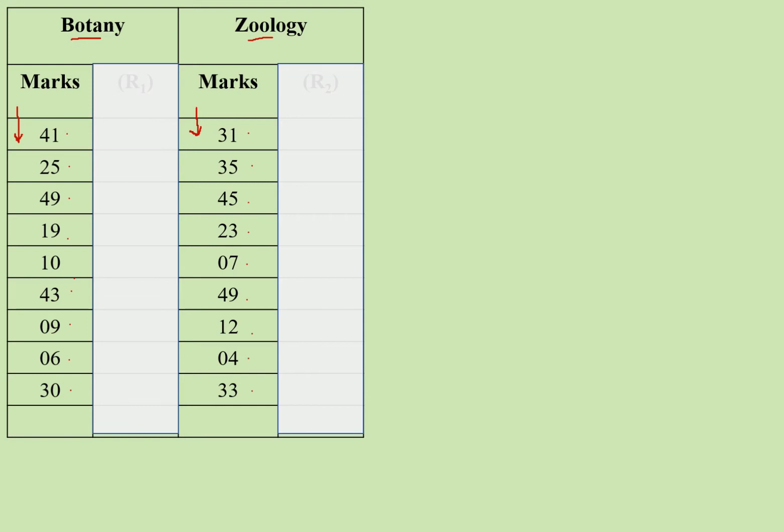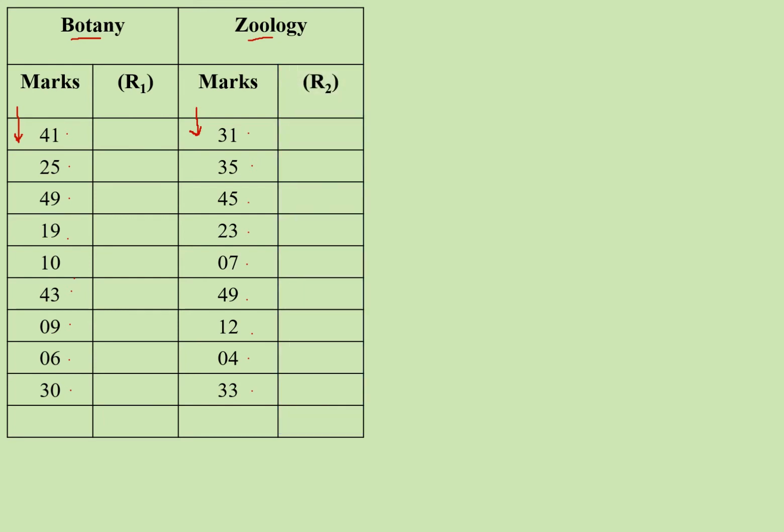Now you have to assign ranks to the students on the basis of their marks from highest to lowest. R1 is the rank obtained by students in botany and R2 is the rank obtained by students in zoology. First, calculate the value of R1. In botany, the highest score is 49. So the student who scored 49 marks gets rank 1. Next to 49 is 43; the student who scored 43 marks gets rank 2.